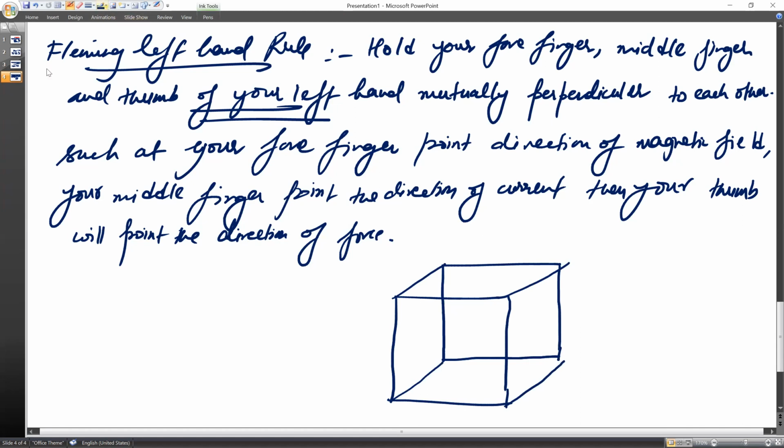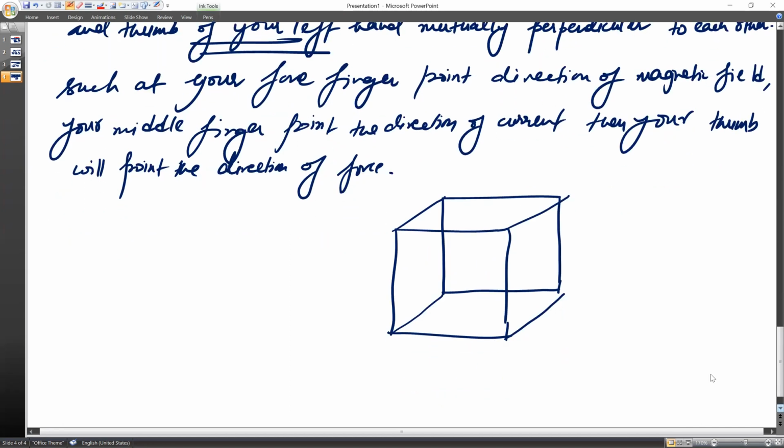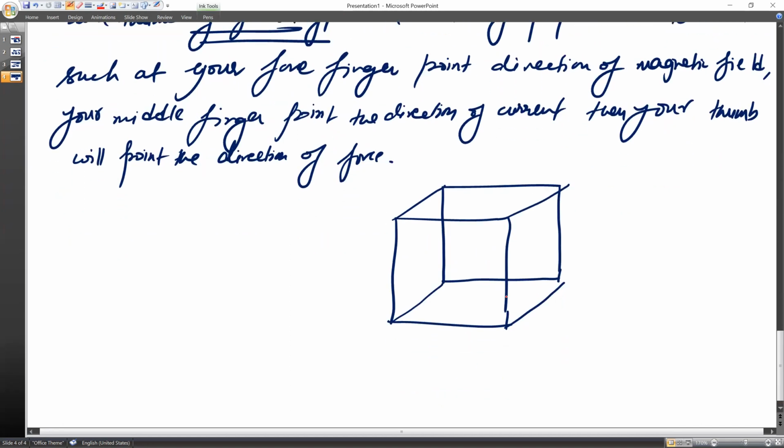Let's suppose this is the positive y-axis and this one is the negative y-axis. We are just saying positive and negative axes. So if this is the x-axis, this is the y-axis, and this is the z-axis. Okay, got it? Yes, sir.